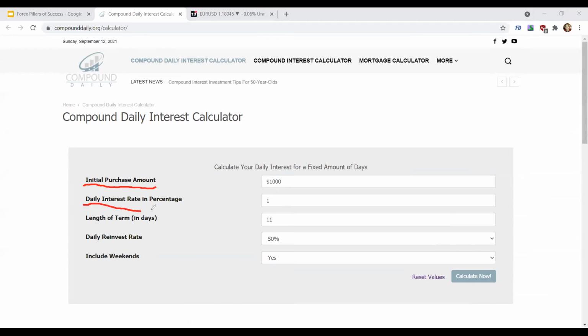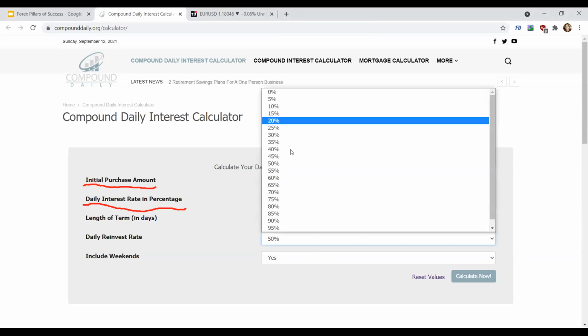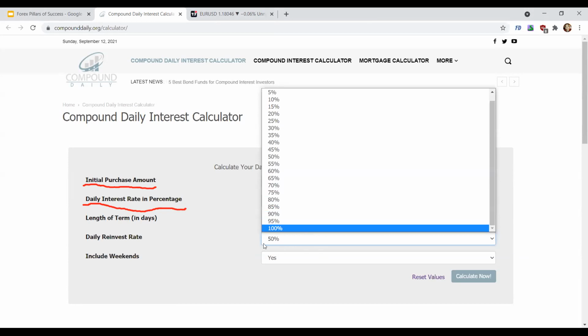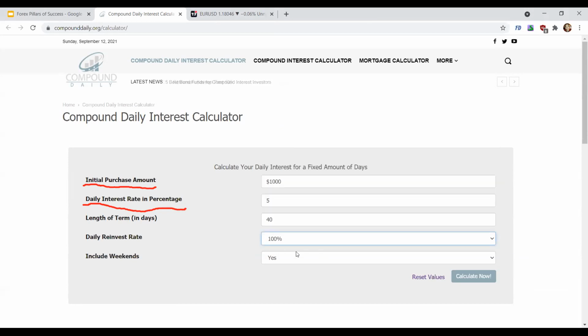Your daily interest rate in percentage, that's going to be your gain every single trade or every single trade session or day, whatever you want to allocate as the percentage gain. Let's just say per trade. Let's just say we're going to do 5% per trade, right? Term of days, we're going to say 40 days, 40 days and 40 nights. We're going to do 100% reinvest. Okay, include weekends. We will not, unless you want to trade crypto.